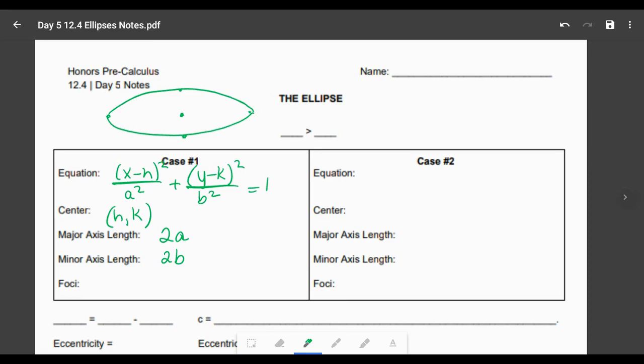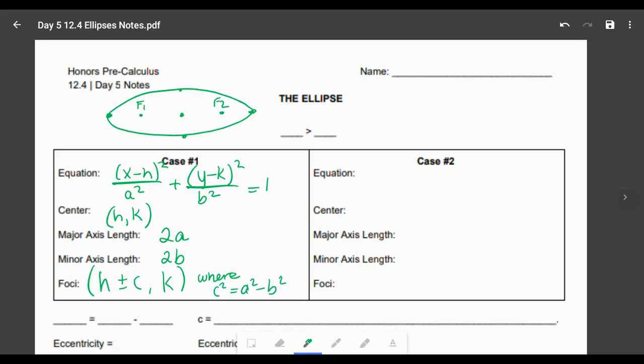All right, the other thing we have to answer is where is the focus? Between the two endpoints along the major axis, there are two focal points, a certain distance away from the center. So we're going to approximate these. This is focal point 1 and focal point 2. The focus is h plus or minus whatever the value of c is, comma k. And c squared is equal to a squared minus b squared.